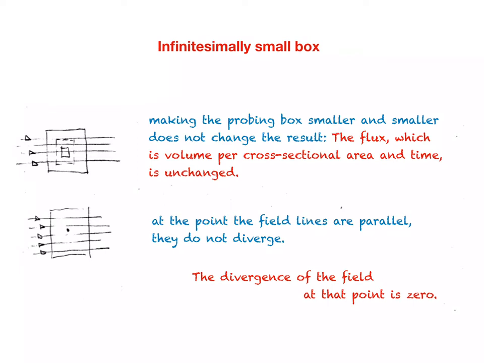Reducing the box to a point, one realizes that at this point the field lines are parallel, they do not diverge. Therefore, the divergence of the field at that point is 0. This illustrates that a lack of flux change is related to a 0 divergence of the field.